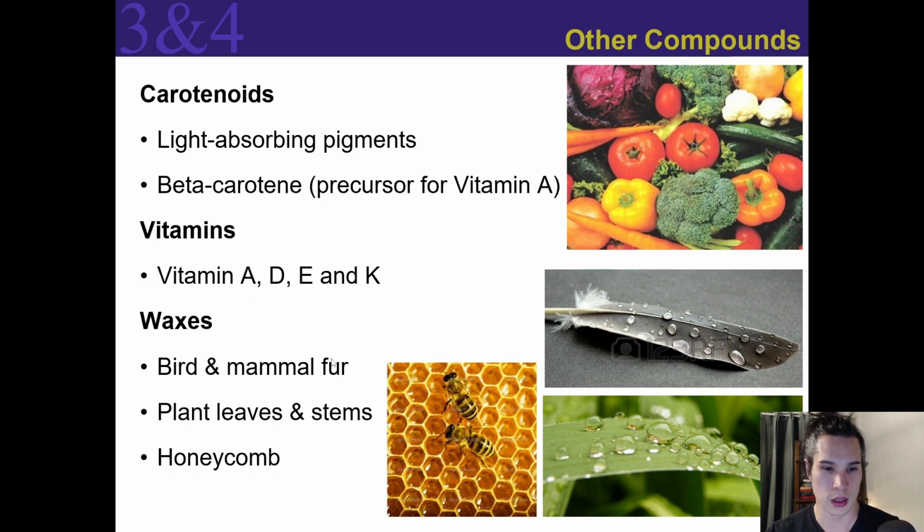And then you have leaves and stems. You'll coat some of your stems and leaves with waxes, and this is actually to prevent the evaporation of water too, to make it impermeable to the water inside of the plant, which it uses for photosynthesis. And then same with honeycomb. This is another type of lipid. All of these are types of lipids that are all hydrophobic.